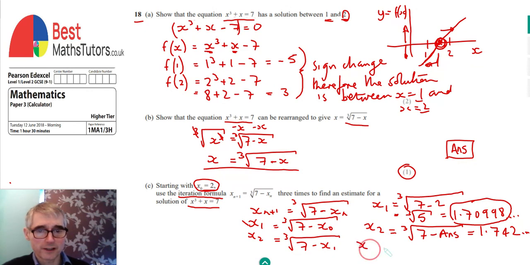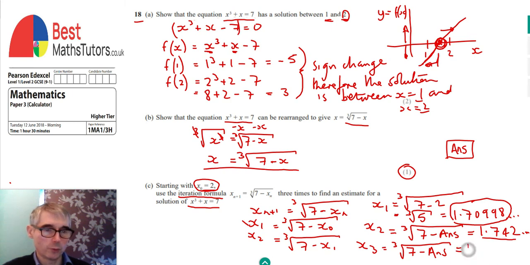And then we can find x3 again by just typing that same thing in again. So 7 minus answer, and your calculator will think the answer button means the last answer that you just got, which is the 1.742. And so it will give you another answer, which is 1.7388. And that would be our estimate for the solution of x cubed plus x equals 7, because we've just done it 3 times in a row to get x3.